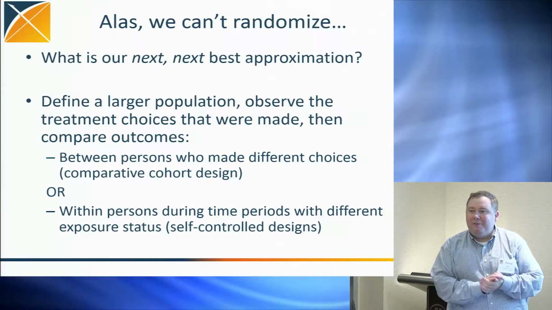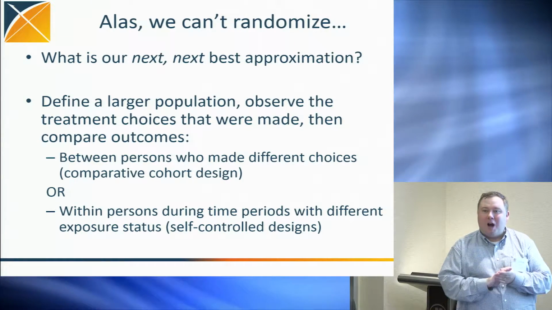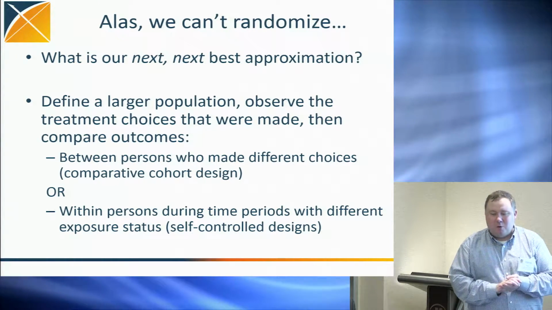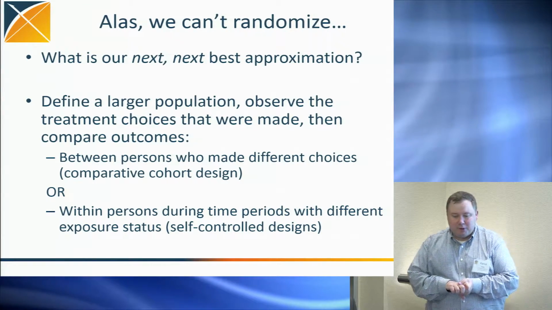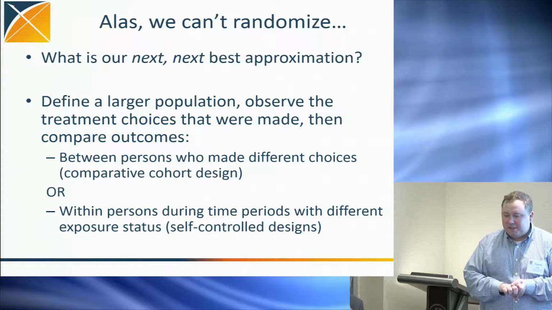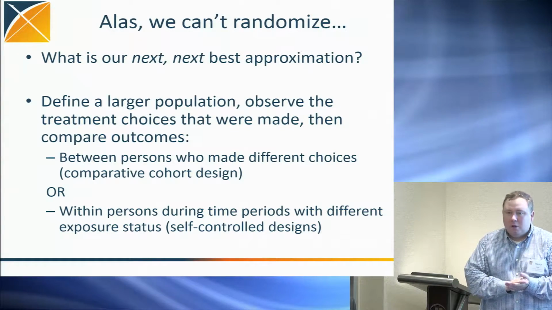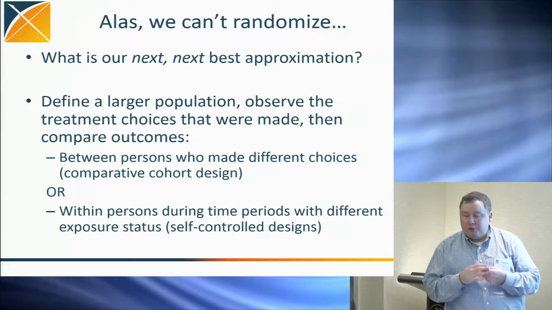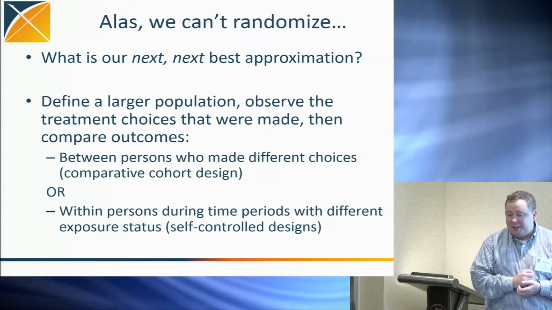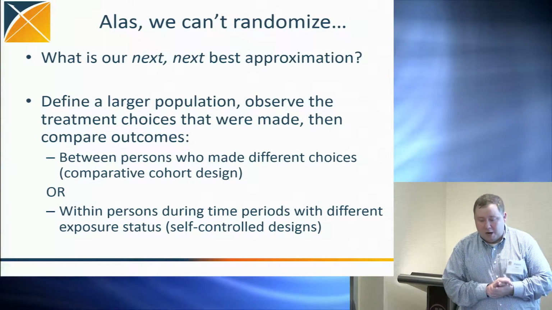So we've got another problem. We're all here because we're observational data researchers, and we can't randomize. We don't get to decide the intervention for a patient. So what's our next best approximation? Well, the approach that we can take is we can define a larger population, observe the treatment choices that patients have actually made, and then try to compare outcomes.